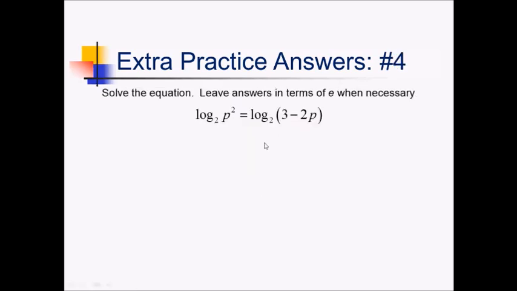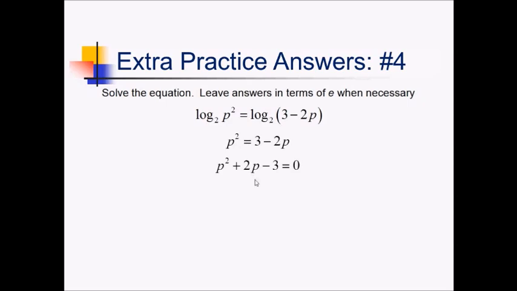On this problem, since we have a log that's the same base on both sides and nothing else, we can just cancel the logs out, or you can think of this as raising the base 2 to both sides of the equation. Either way, we end up with p squared equals 3 minus 2p. Since I've got a quadratic, I'm going to get everything on the left side and try to factor this thing. So we've got p squared plus 2p minus 3 equals 0.